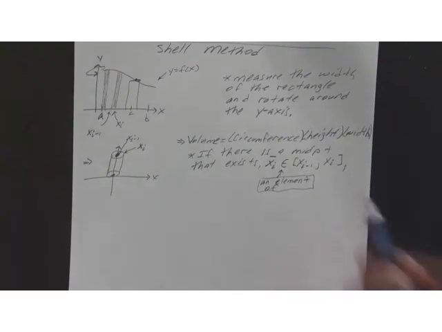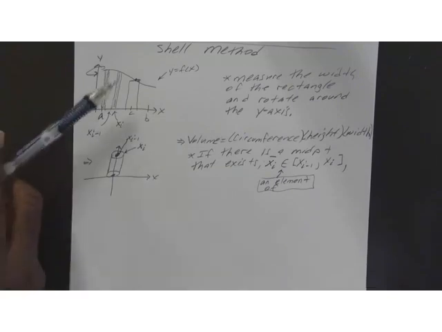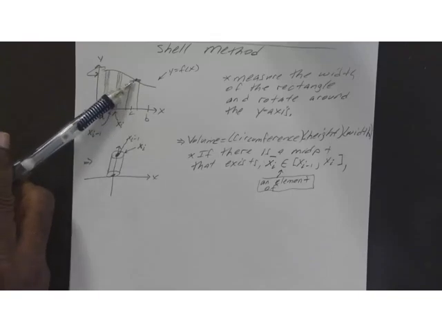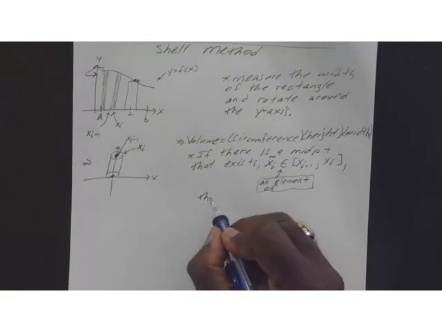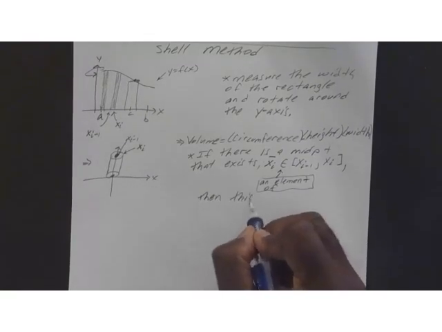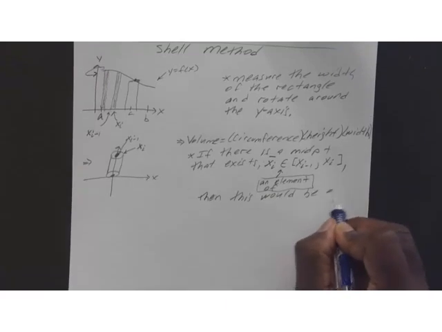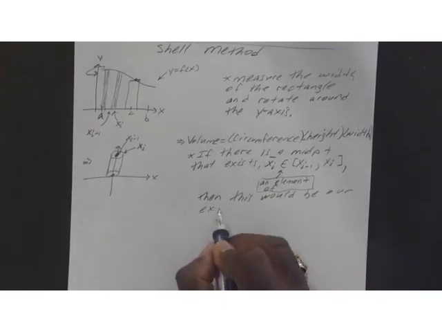Okay. So if we were lucky enough to find that midpoint, then we know that this would be our exact volume. We don't have to worry about having a lower volume or upper volume. It's right at the correct midpoint. This would be our exact volume.